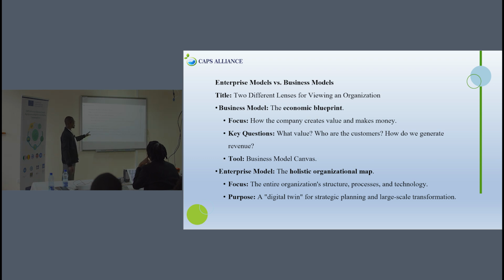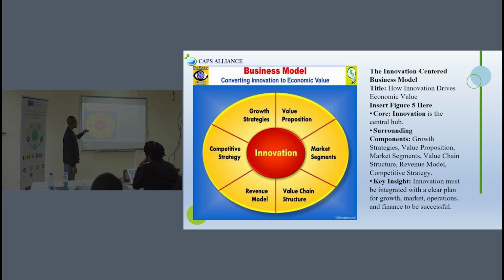So about the enterprise model, it is a holistic organization map. Under this, it will focus on the entire organization structure. This one focuses on the structure of the organization. The purpose is a digital twin. Under the enterprise model, I can foresee a lot of youths being incorporated more than in the business model. Here, we talk of a business model.